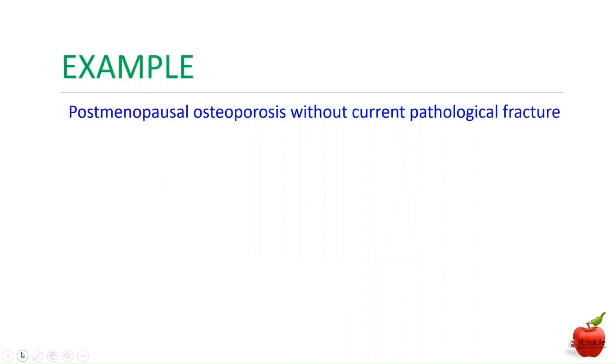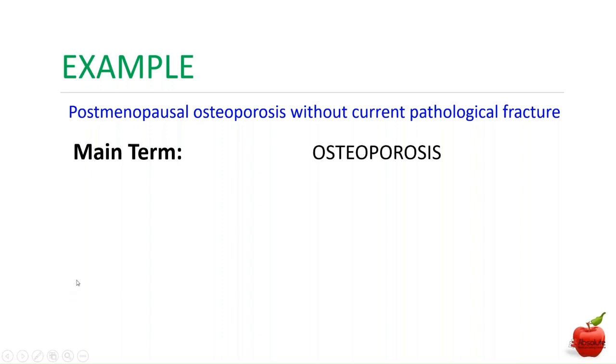The next one is an example: postmenopausal osteoporosis without current pathological fracture. So what is the main term here, coders? Postmenopausal osteoporosis without current pathologic fracture. I also think the main term is going to be osteoporosis. Next question: what is the subterm?